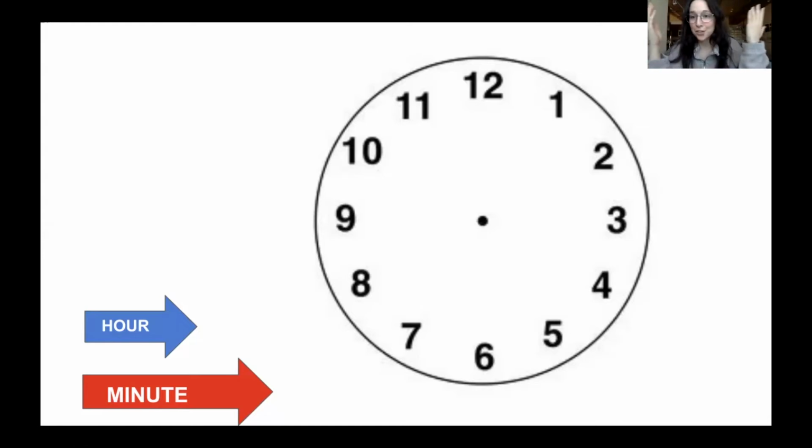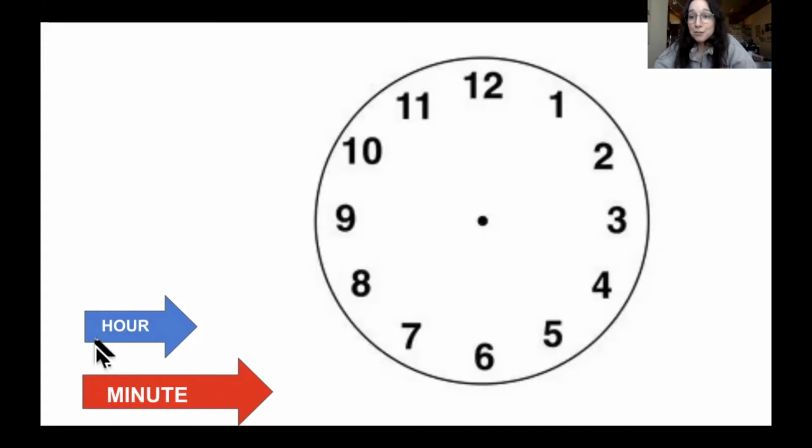Before we can actually start talking about the clock, we have to remember which hands are the hour hands and which hands are the minute hands. Because remember, clocks, just like us, they've got hands, but they don't look like our hands. They look like these arrows that I have in the corner here.